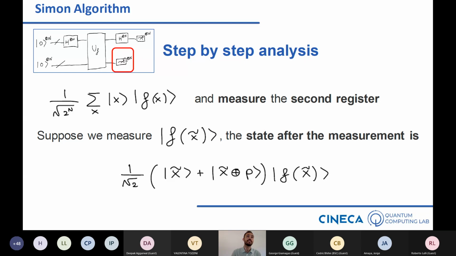So measuring the state here, you get something like this, but then the measurement also affects the state of the first n register here. So in this summation, the only terms that survive are those associated with the input that give me f of x tilde as output. Which are these two terms? They are x and x plus p.